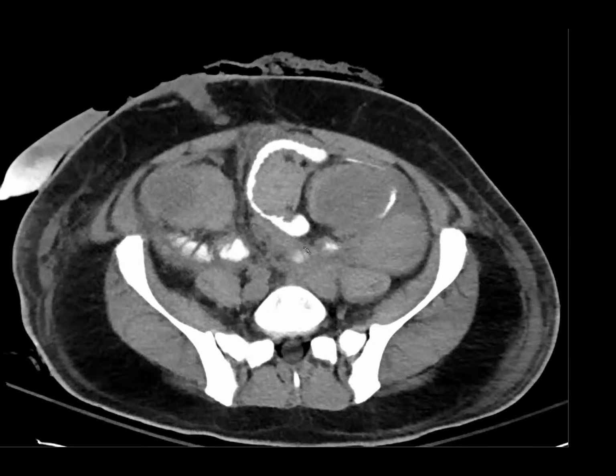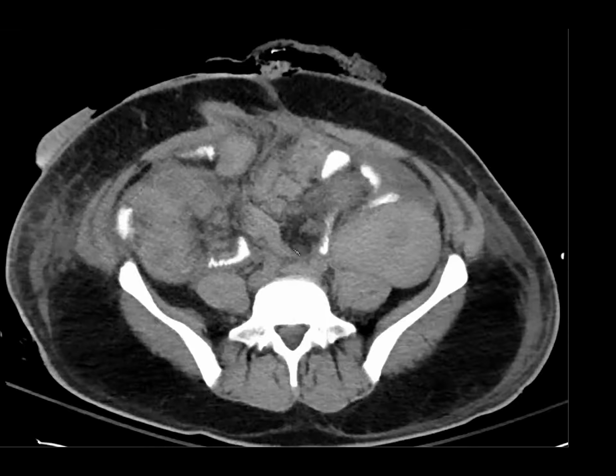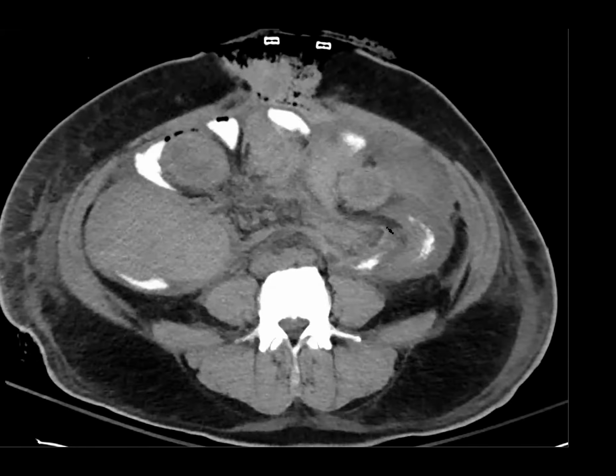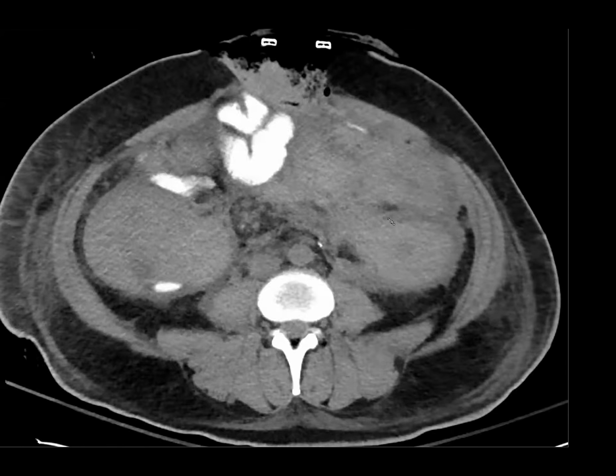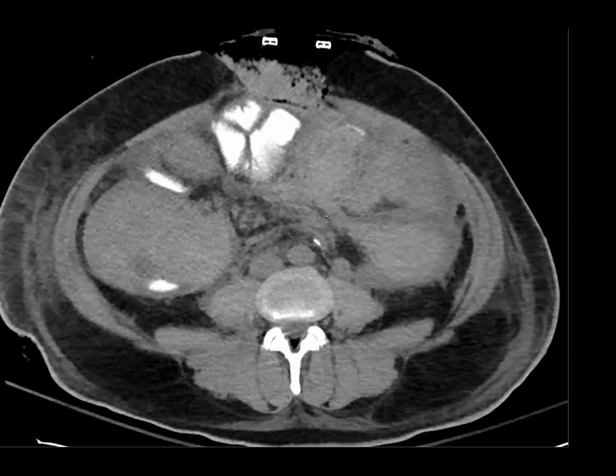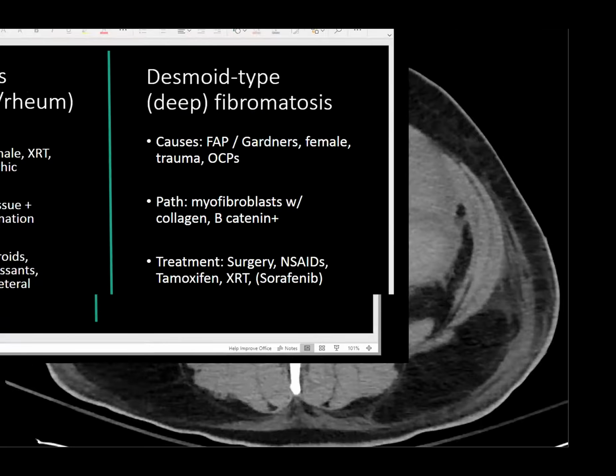And so desmoids can be very variable. They can be quiescent over a long time, or they can be very aggressive, grow very rapidly. And this was the case of that. So I do have a couple of points about these two entities.